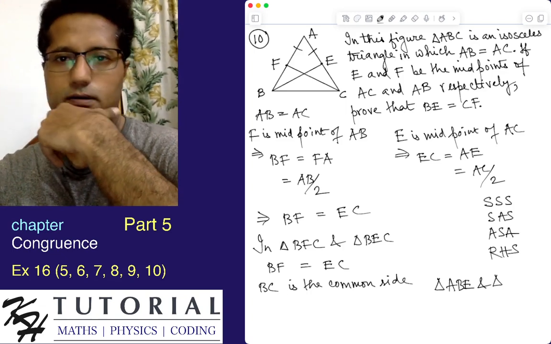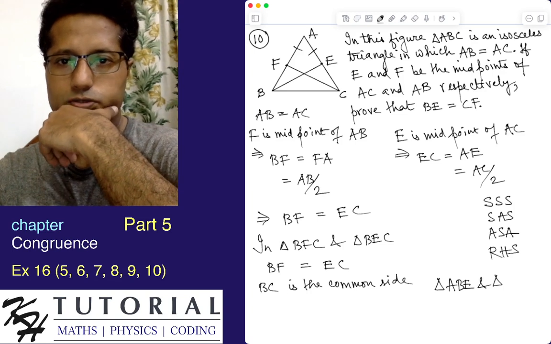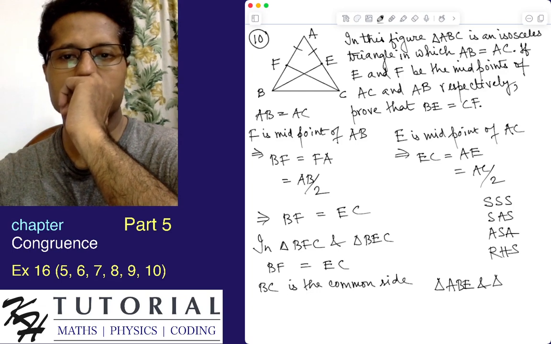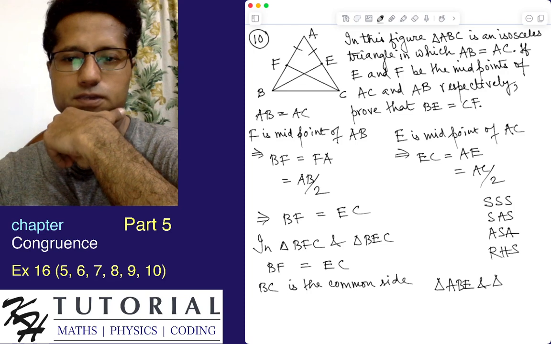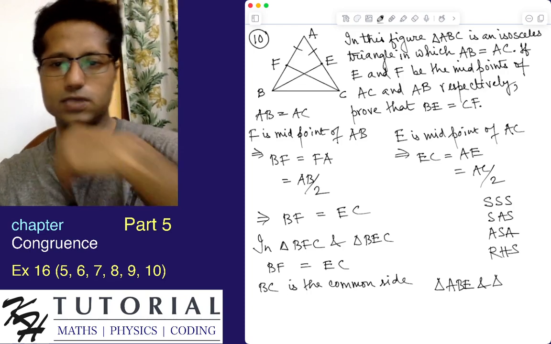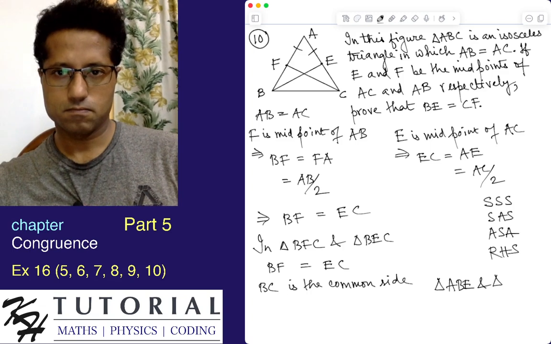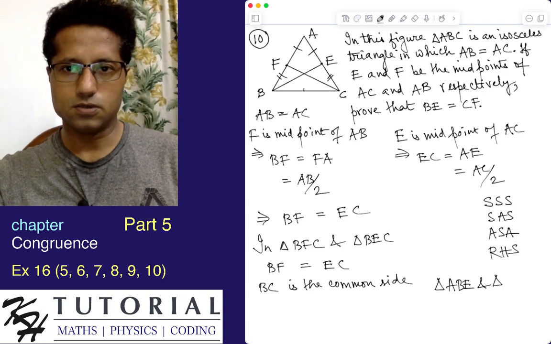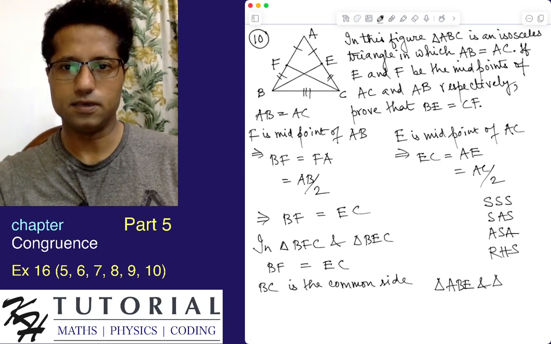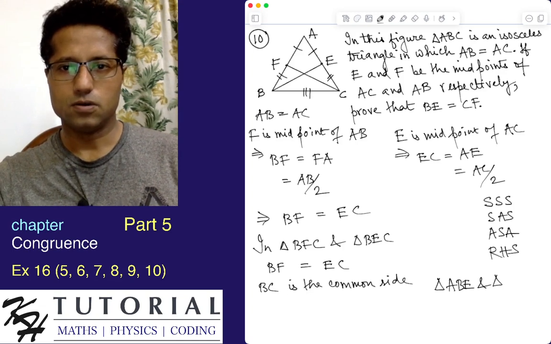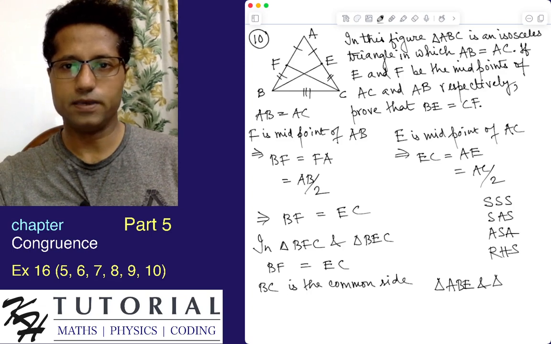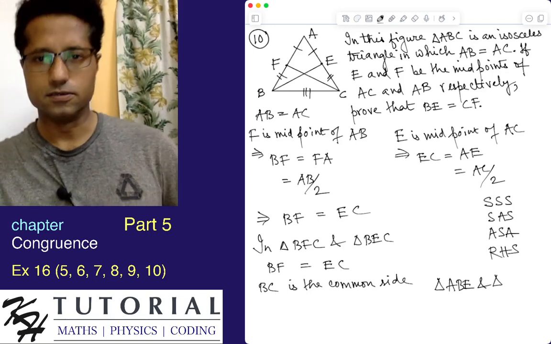Also, we have AB equal to AC. We also have BF equal to EC. In triangle BFC and BEC, we have found two sides to be equal. This is the common side for triangle BEC and triangle BFC. Now, can we prove it? No, we cannot actually prove it now. So we have to think of any angles.